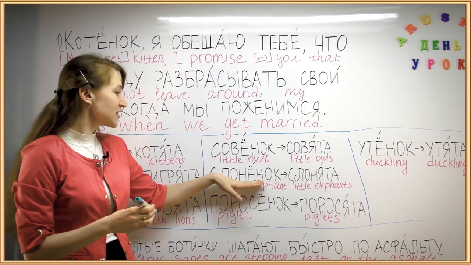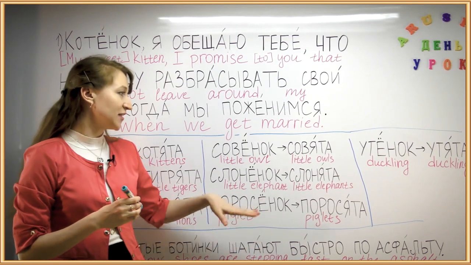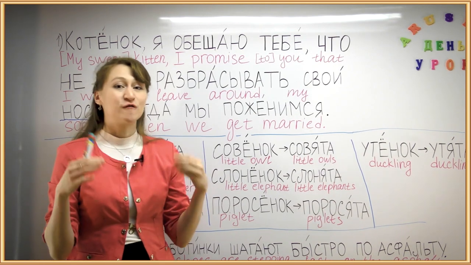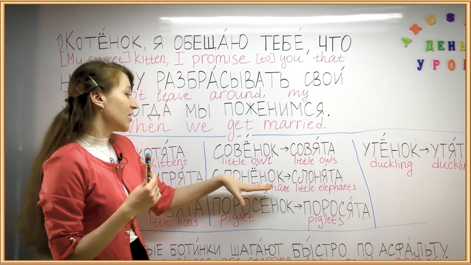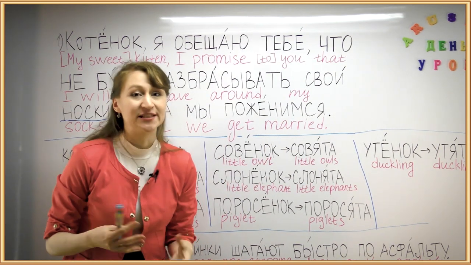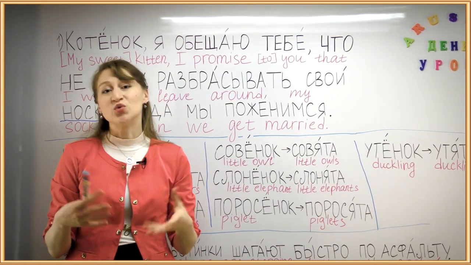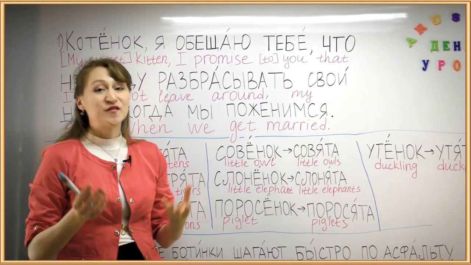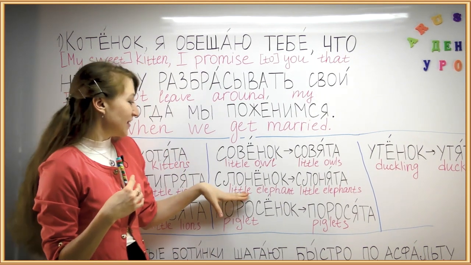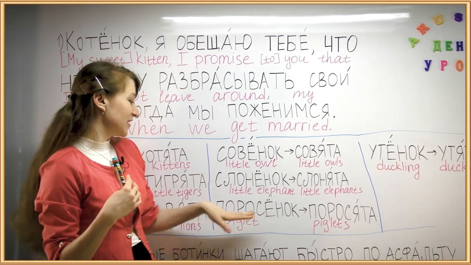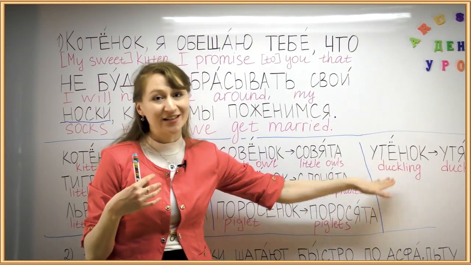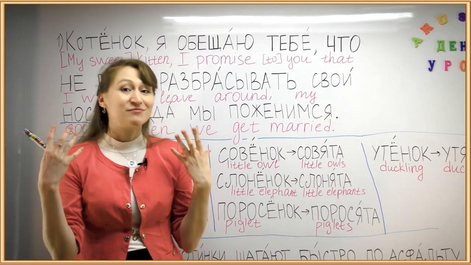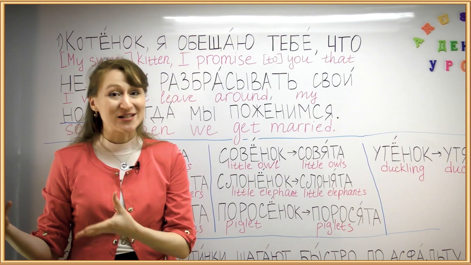These three, слонёнок, поросёнок, and утёнок, are not usually used for your girlfriend or boyfriend. They are used more with children, mainly because children like to watch cartoons, right? And the characters of the cartoons are often animals, like elephant, слонёнок, piglet, поросёнок, or duckling, утёнок. But you can also use these words to call your child or a child that you know who speaks Russian.